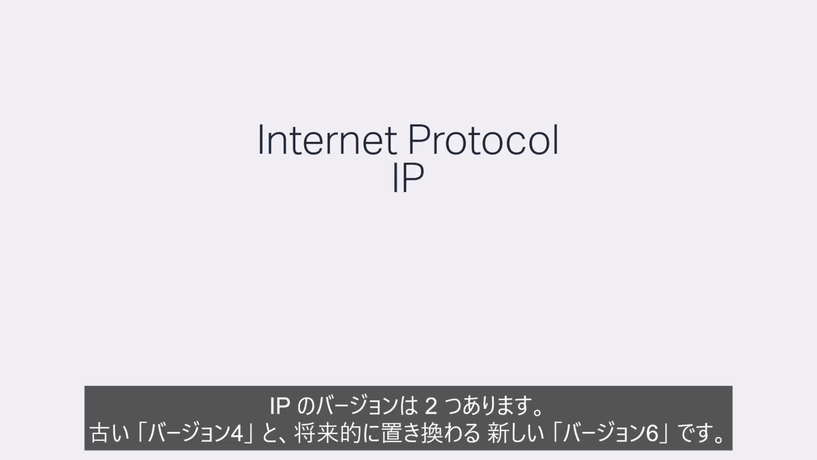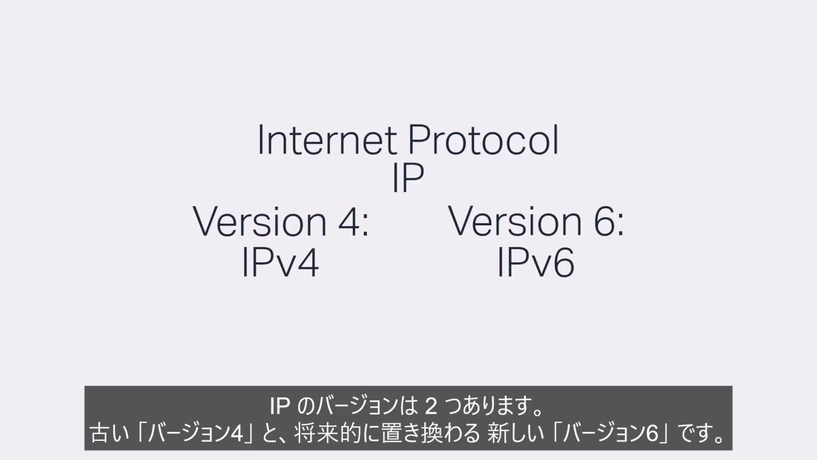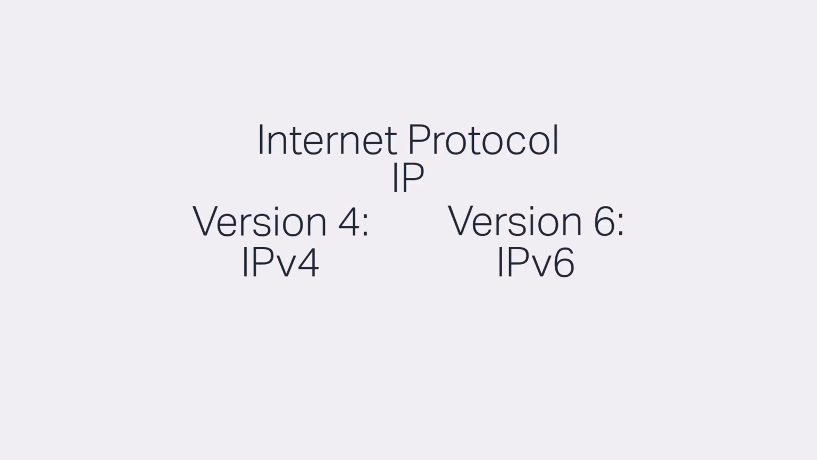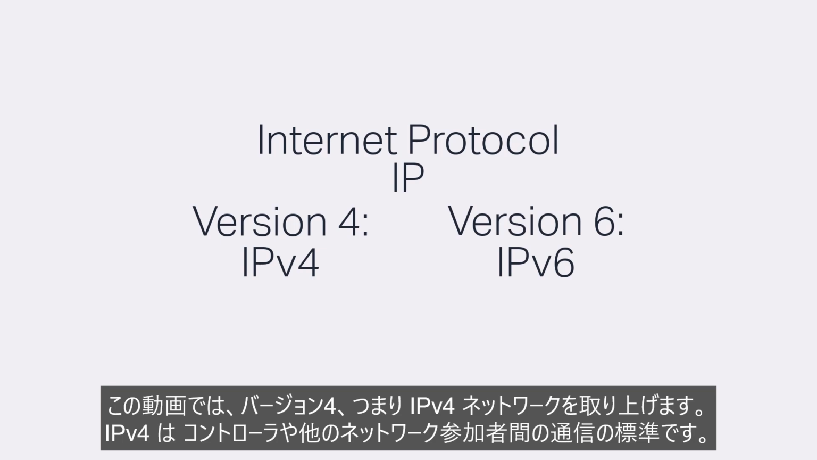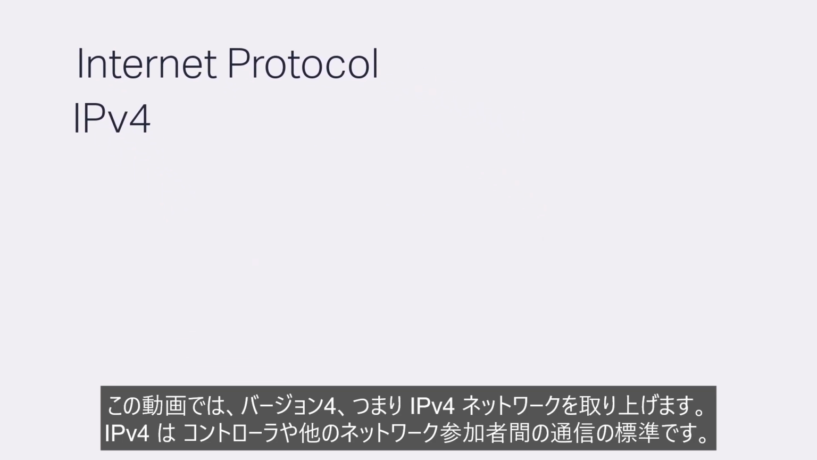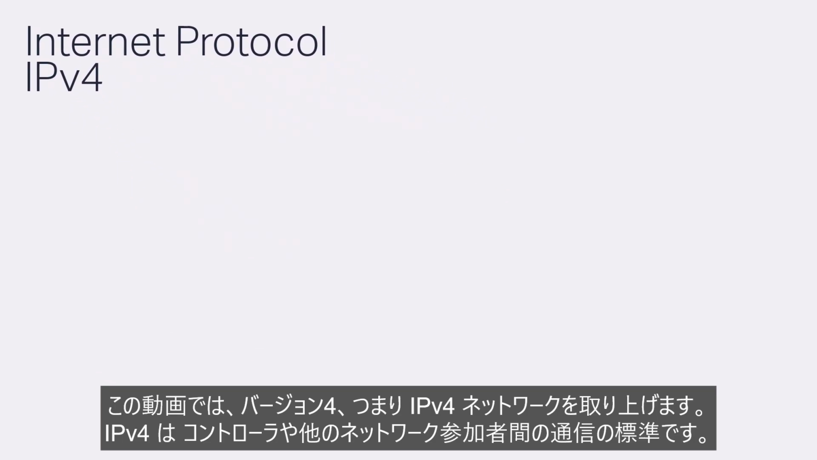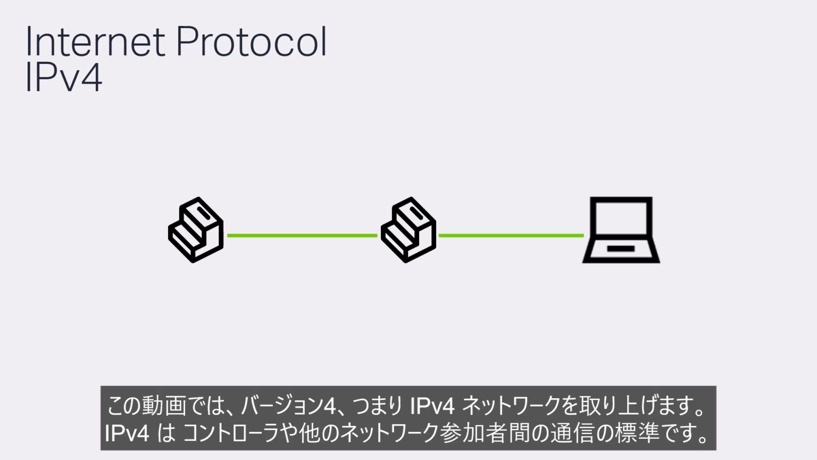There are generally two different versions of the Internet Protocol, the older version 4 and the newer version 6, which will replace version 4 in the future. In this video, we will focus on version 4, namely IPv4 networks, as this is the standard for communication between controllers and other network participants.